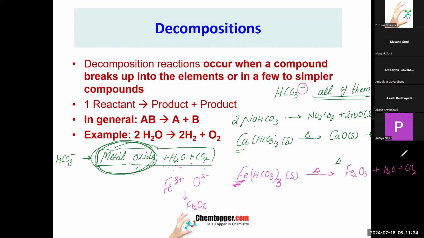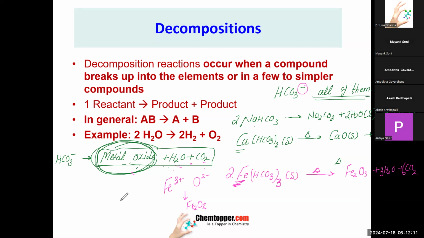I think you have to put 2 here, then 6 here, right? Take care of the hydrogens. 3 here. Check your oxygens. Are they balanced? Yeah, they are balanced. Oh, Akash has already given the equation. Very good, Akash. Meng, I'm not getting answers from you.